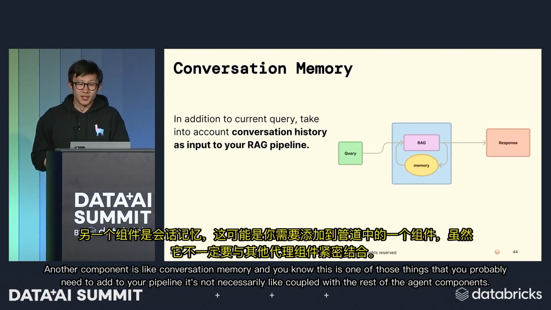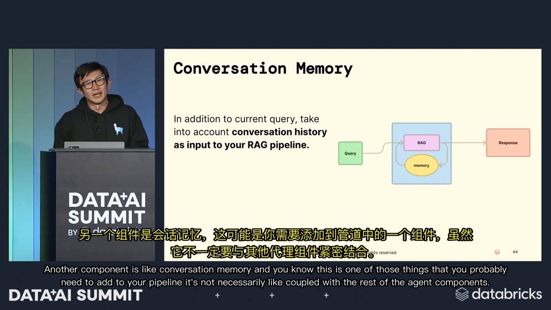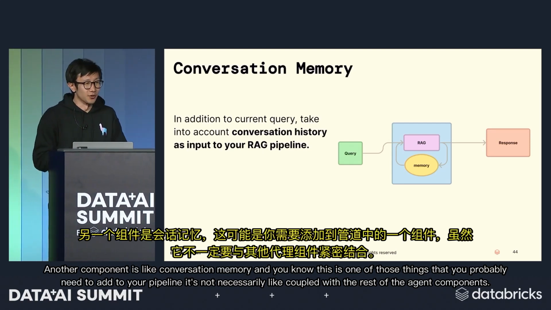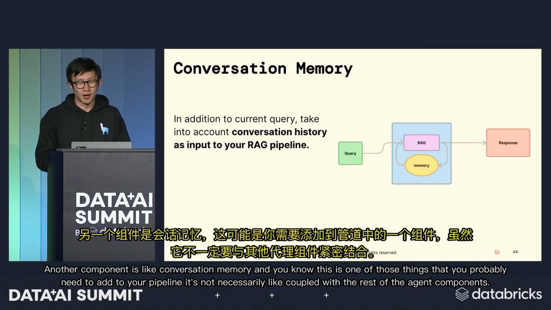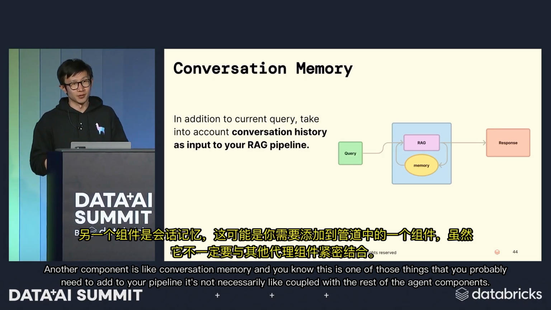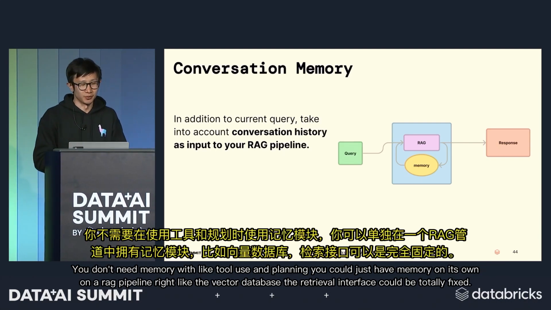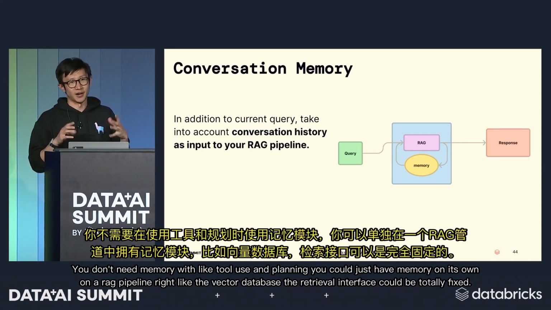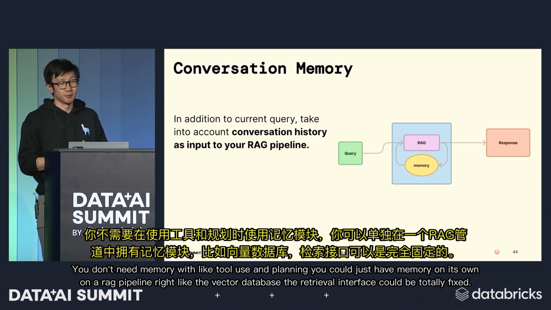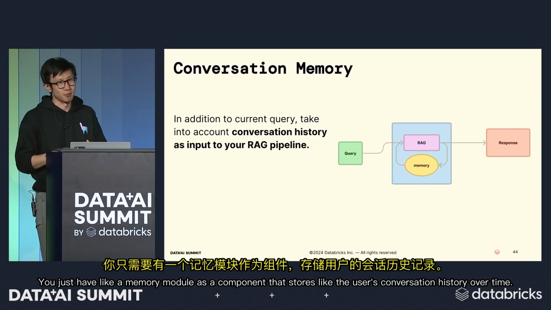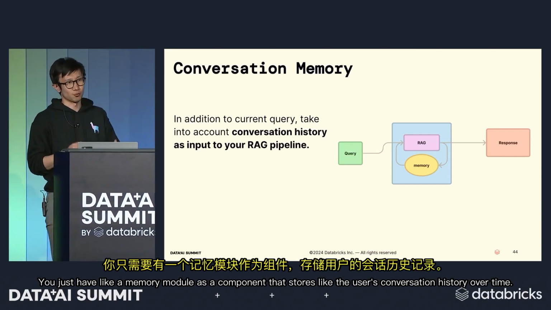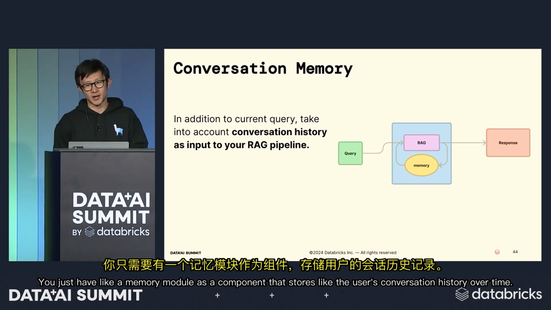Another component is conversation memory. And this is one of those things that you probably need to add to your pipeline. It's not necessarily coupled with the rest of the agent components. You don't need memory with tool use and planning. You could just have memory on its own on a RAG pipeline, right? Like the vector database, the retrieval interface could be totally fixed. And you just have a memory module as a component that stores the user's conversation history over time.